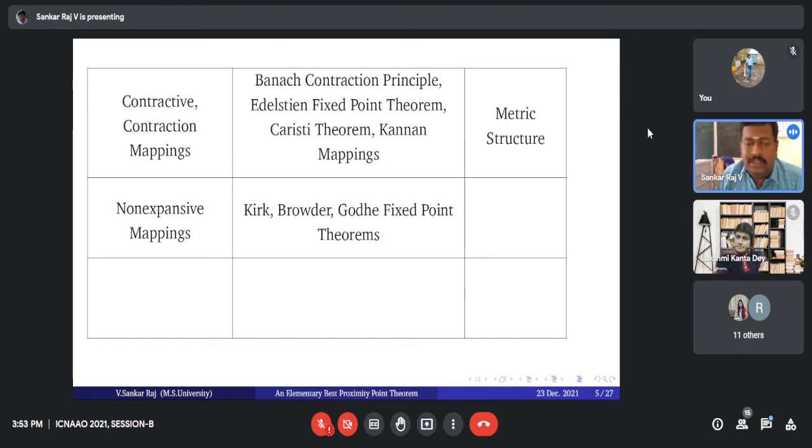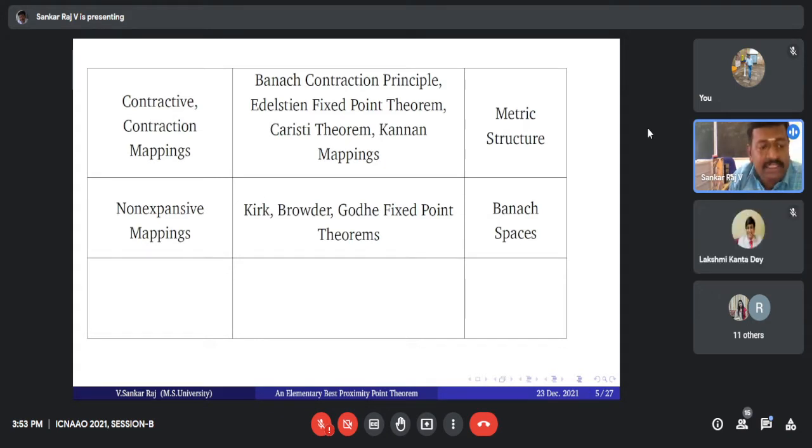So Brouwer, Göhde, fixed point, I'm not going to talk about any generalization of this type of mappings, but these are all very standard theorems for non-expansive mappings. Browder's theorem: every non-empty weakly compact convex subset having the normal structure property will have a fixed point for any non-expansive mapping. For this, the metric structure is not sufficient, so we are going for Banach spaces, particularly geometrical Banach spaces like a uniformly convex Banach space, Hilbert space.